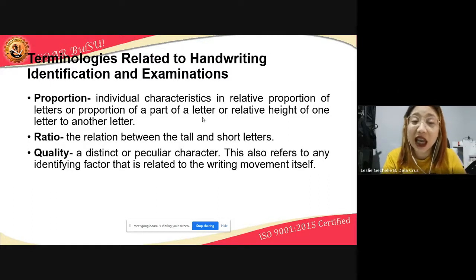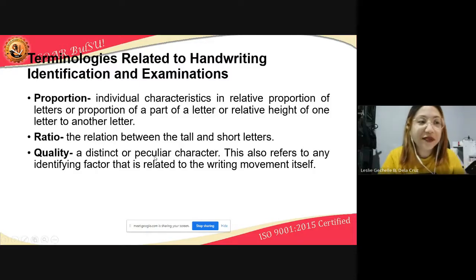Kapag merong katangian na meron sa sulat mo, na ikaw lang ang meron, that may be pointed out as a quality. Okay? By the way, proportion, ito yung kung pantay ba, kumbaga kung match ba yung height ng isang letter to another letter. Okay, that's proportion, regardless kung parehas na small letter yan or parehas na tall letters. Basta tinitignan kung match ba sila.